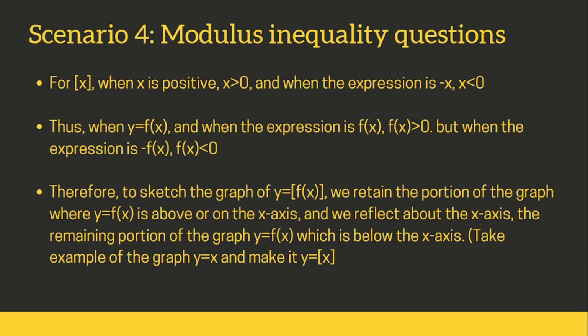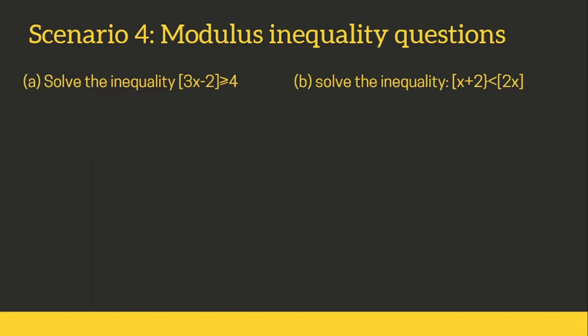So when you try to sketch the graph of y equal the whole modulus of f(x), we retain the portion of the graph where y equal f(x) is above or on the x-axis, and then we reflect about the x-axis the remaining portion of the graph of y equal f(x), which is below the x-axis. So take for example the graph of y equal x and make it y equal modulus x. And where x is less than 0, the whole thing will just be a reflection about the y-axis. So this is just two simple questions from secondary school, I think.